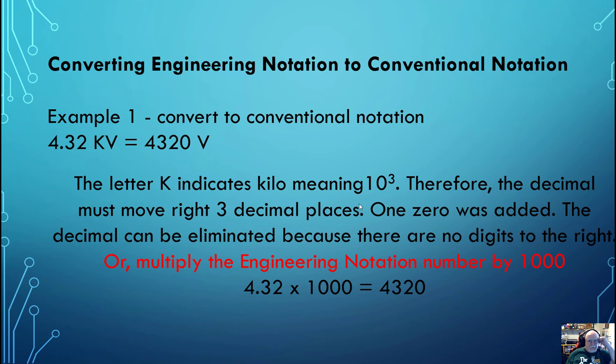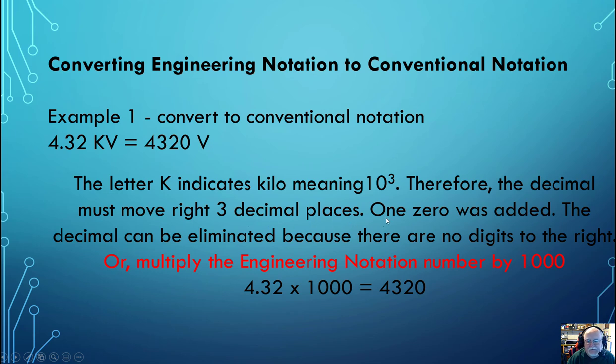Converting engineering notation to conventional notation. Example 1, convert to conventional notation. We have a number here, 4.32 kilovolts, or that's 4,320 volts. The letter K indicates kilo, meaning 10 to the third power. Therefore, the decimal must move right 3 decimal places.